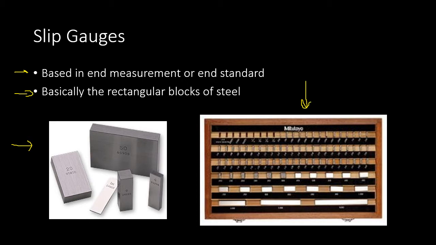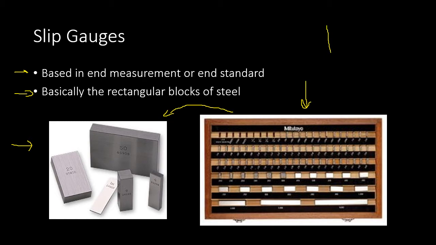So the slip gauges shown in the picture on the left are a part of this box. Some of the slip gauges from that box are shown here in the picture on the left, and these slip gauges are manufactured by the Japanese company Mitutoyo. As they are based on end standard, or end measurement, it means that their ends, or the faces of the slip gauges, are used for measurement.